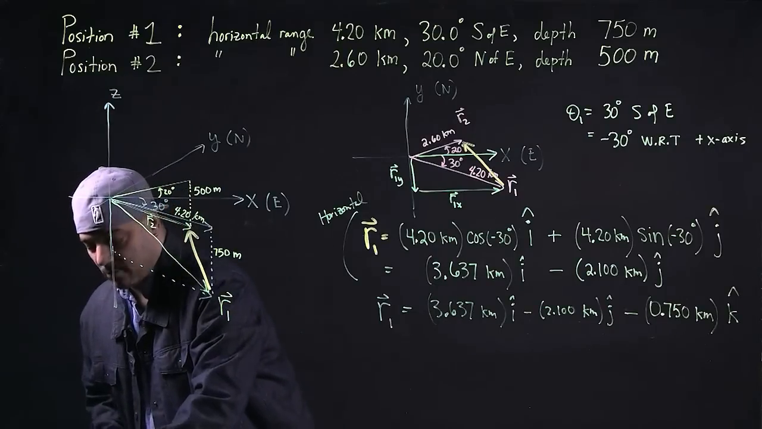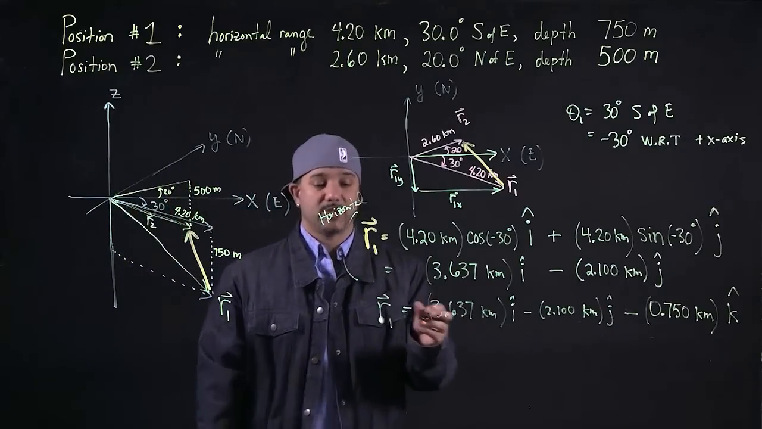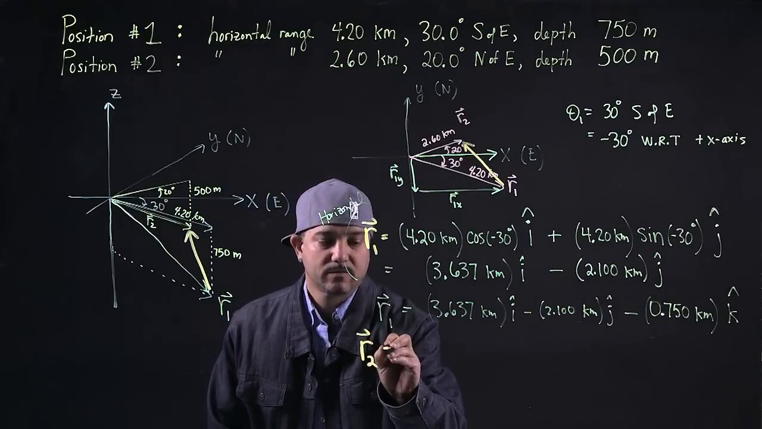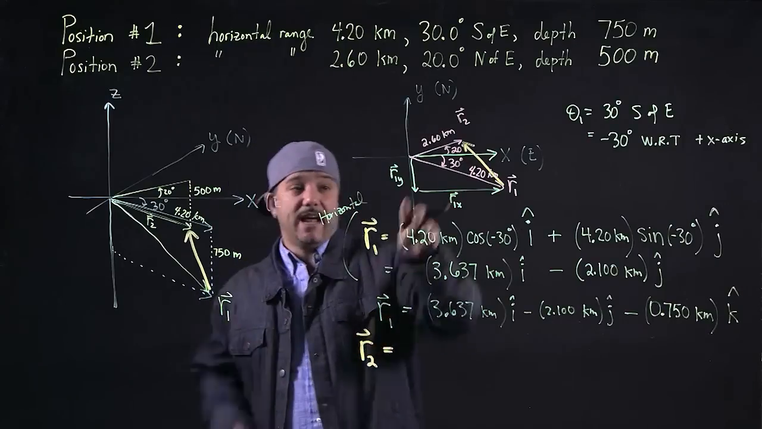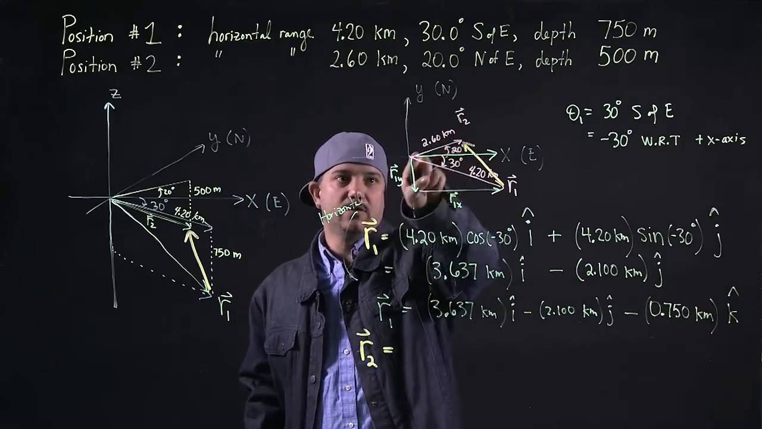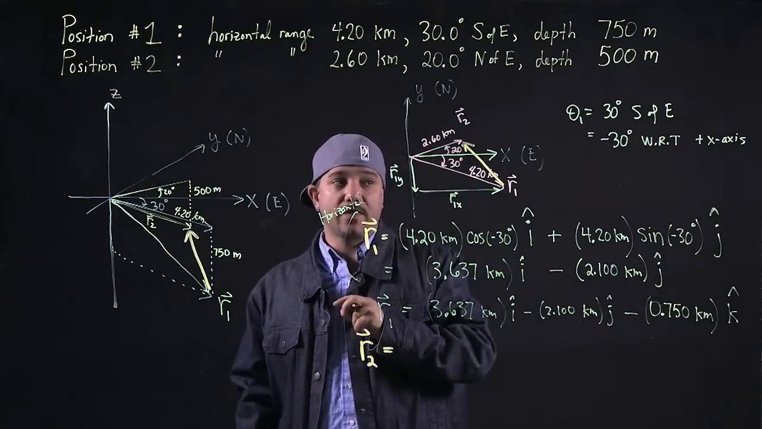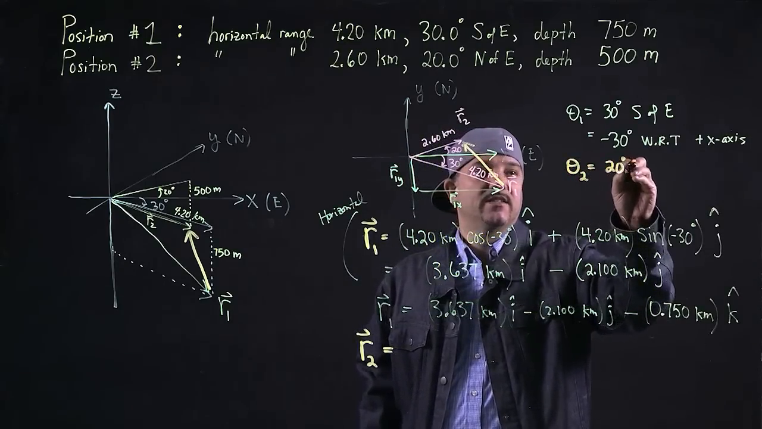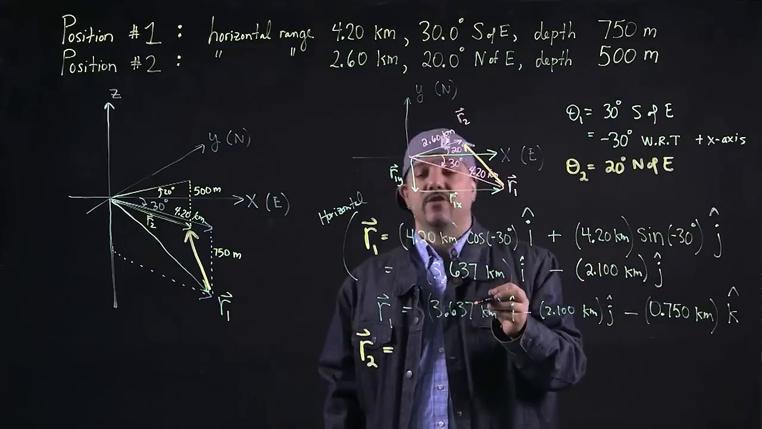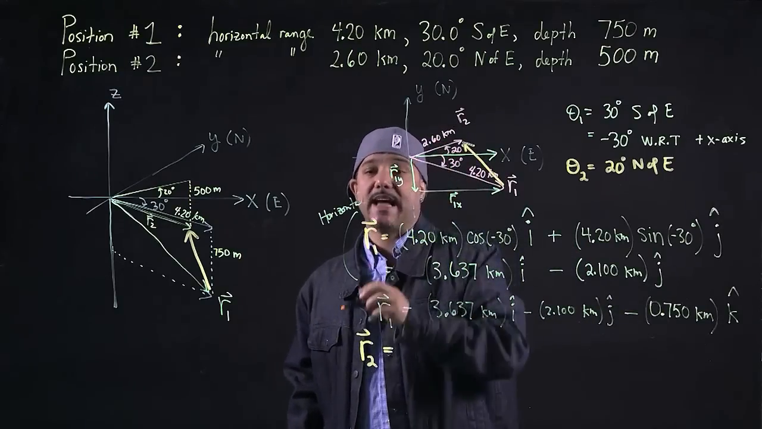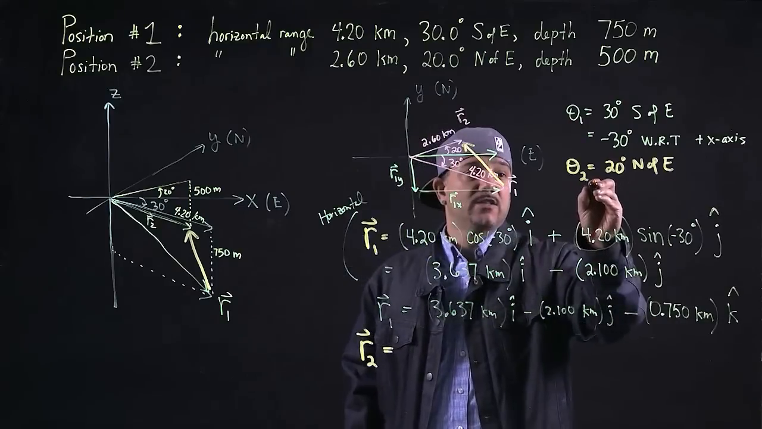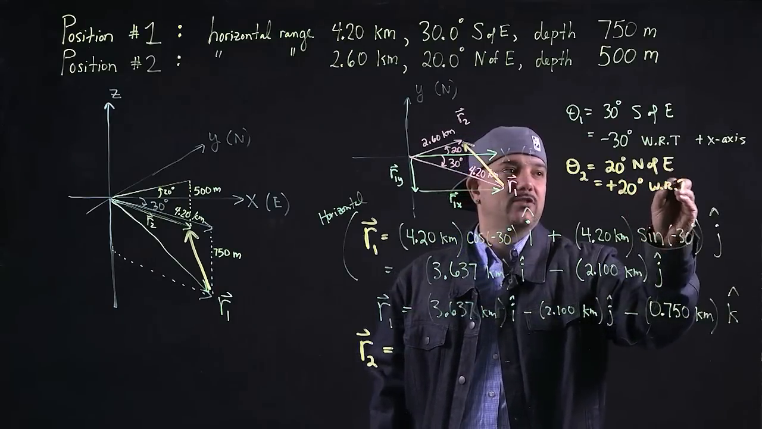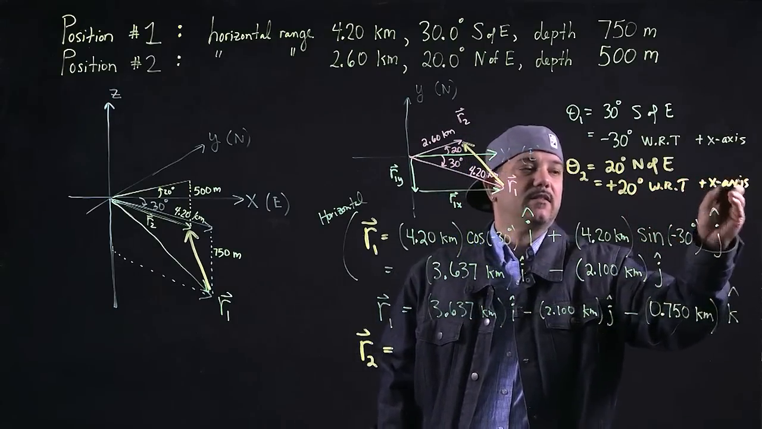Now we can quickly repeat this for the second position of our whale. And so I can write R2 equals, at least for the horizontal piece, here's R2, here's 2.6 kilometers, 20 degrees north of east. I'll come over here and write theta 2 is 20 degrees north of east. In terms of our unit circle, that's 20 degrees in the counterclockwise direction, so that's a plus angle. So another way of writing this is plus 20 degrees with respect to the plus x-axis. All right.